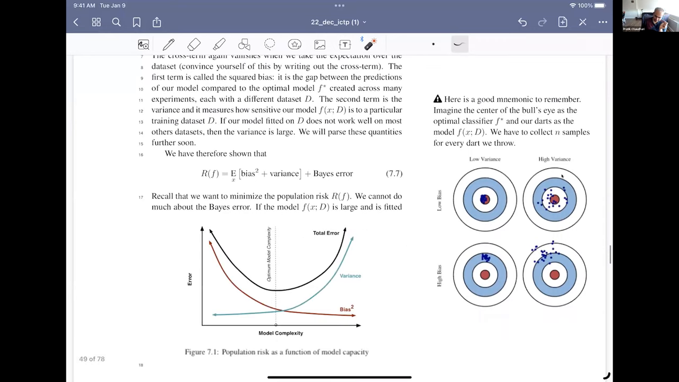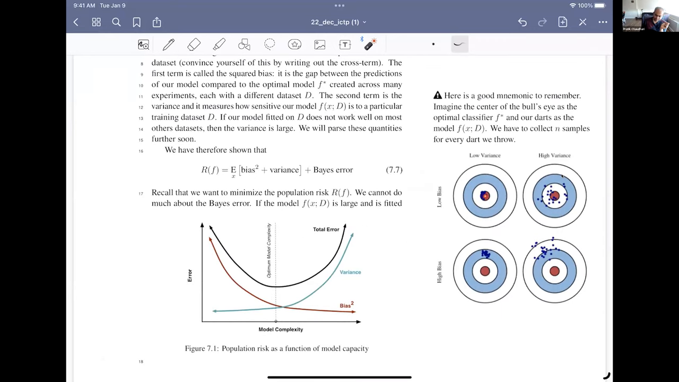So in a sense, if the center of the bull's eye is F star, this is the model that you're trying to find for the data. If you have low bias, you're in the vicinity of F star. If you have low variance, the cloud of the points is also quite small. High variance would correspond to a slightly larger cloud, and so on and so forth. This is how large bias looks like. Of course, we want a situation that looks like this because the population risk is a sum of the square of the bias plus the variance plus the Bayes error, okay?